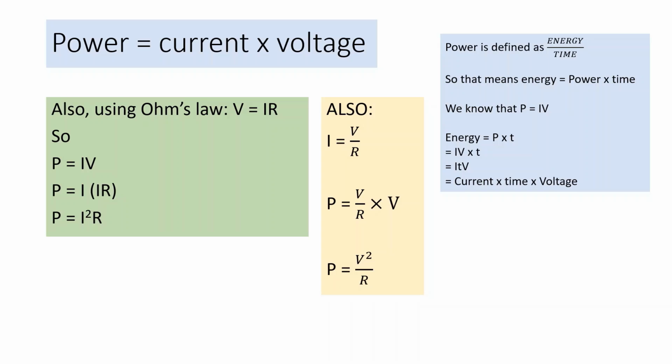Now, if we define power as energy over time, let's rearrange to get energy. So energy is equal to power times time, and we know that power equals current times voltage, IV. So energy is equal to IV times time, and you get ITV. So energy, or work done, is equal to current times time times voltage.